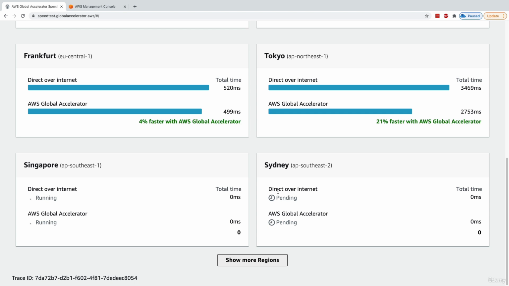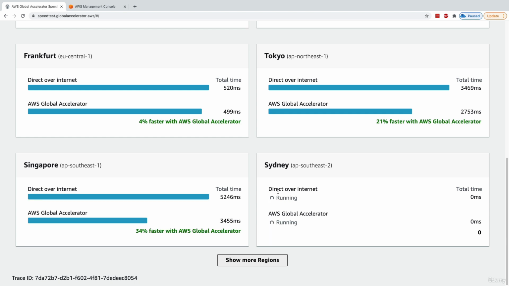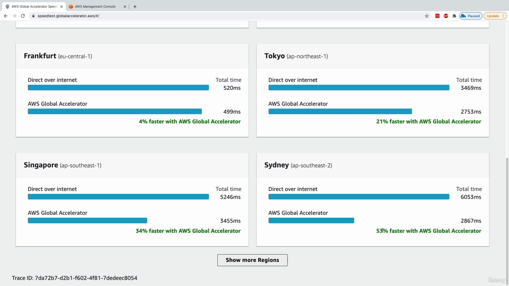But what this shows you is that using Global Accelerator, because it goes over the private network of AWS as early on as possible, you are going to get better performance. And this is the whole idea behind Global Accelerator. So Singapore, yes, was 34% faster, which was great. So 5,000 milliseconds versus 3.4 seconds. And to finish with Sydney, I'm seeing a 53% improvement in speed with Global Accelerator. So this really shows you the power of Global Accelerator when you have global applications.